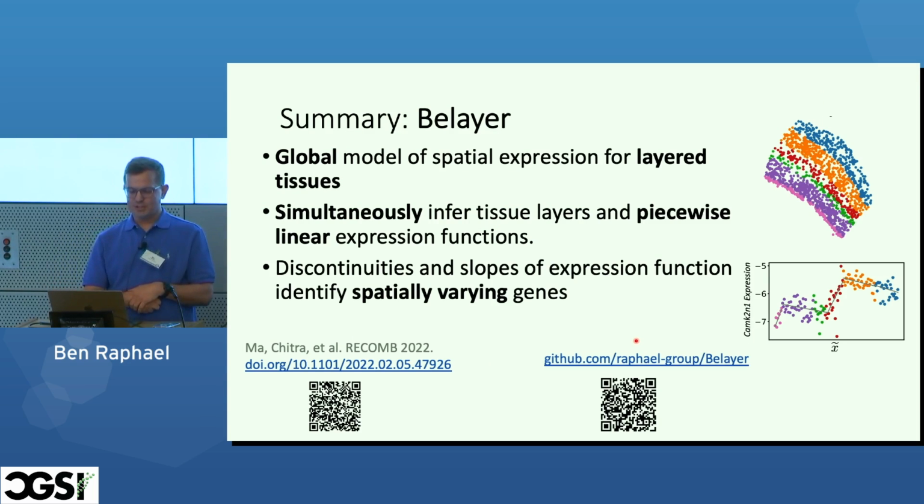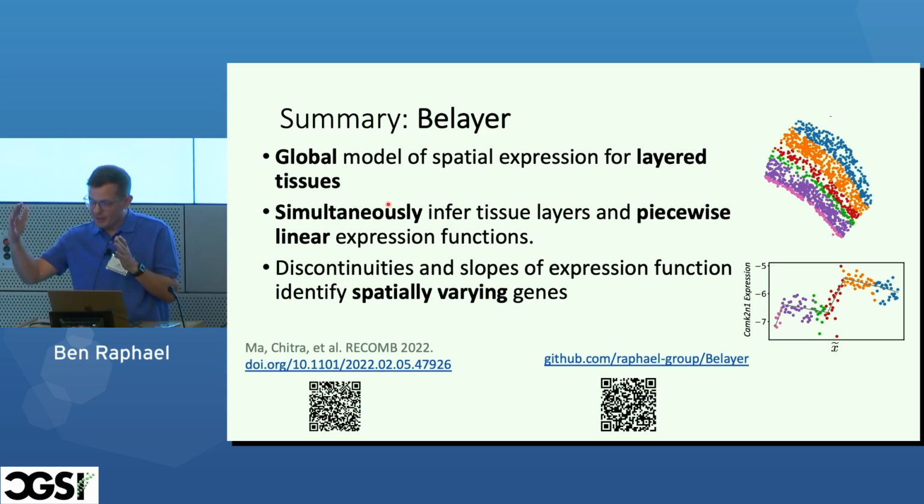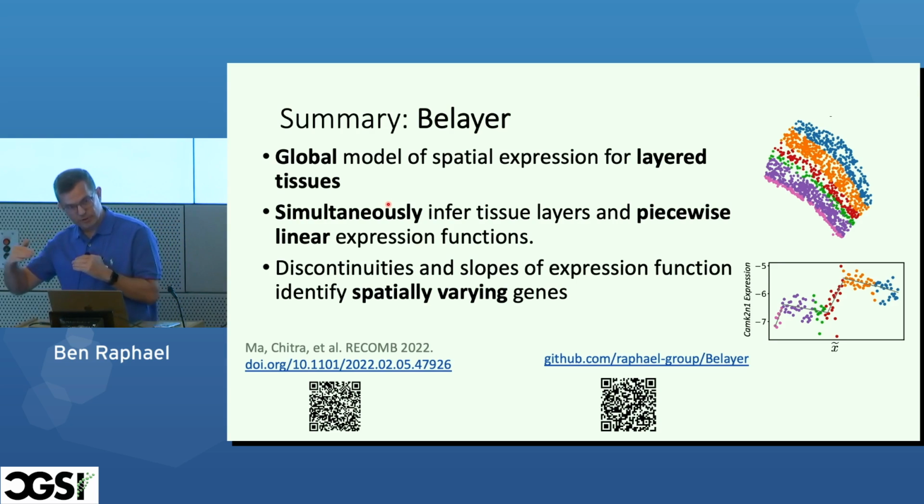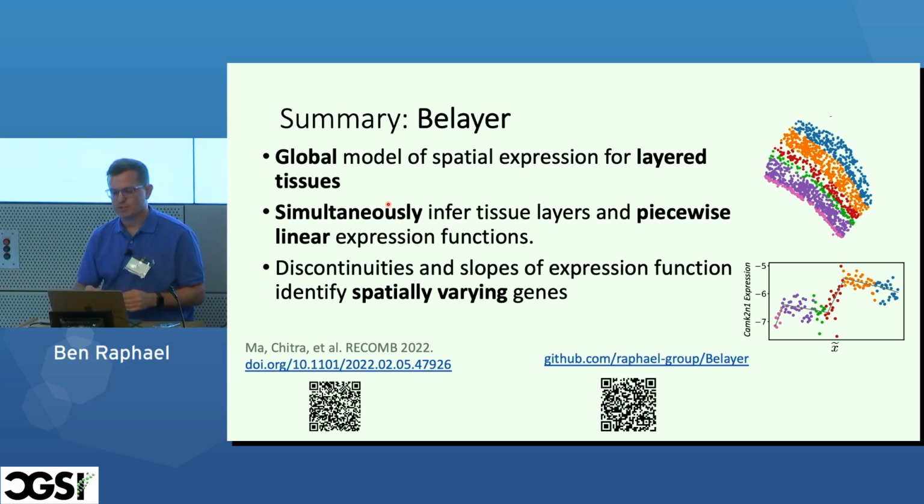All right, so that's Belayer. That's the published work already. It's this global model of spatial expression with these layered tissues. You simultaneously infer the layer boundaries and you infer these piecewise linear expression functions. And I didn't really show you the metrics here, but you can pick out interesting genes by genes that have either discontinuities in their expression as you jump between layers, or that have gradients of expression. So pretty much anything with a non-constant slope as you look over your layer becomes a candidate for an interesting marker gene.